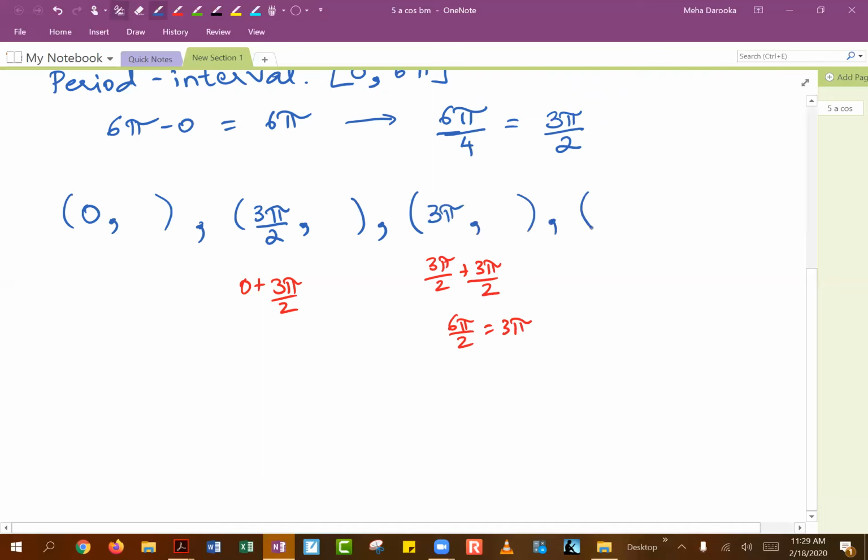And then for our 4th point, you're going to be taking 3 pi and adding another 3 pi halves to that. So what will that give us? 9 pi over 2, very good. And then what will that 5th point be? You should end back at the 6 pi, which is the end of our period, right? So that's going to be, again, just as a math calculation, that would be your 9 pi halves. And then again, add 3 pi halves to that, which of course comes out to be 12 pi halves, which is 6 pi.